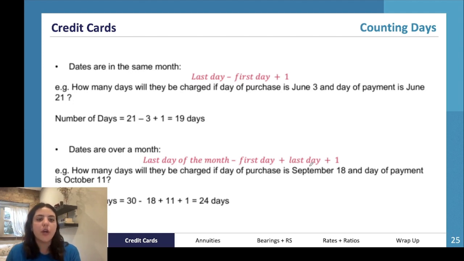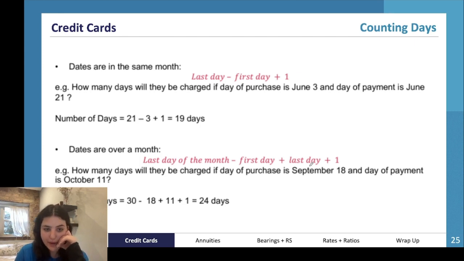Okay, so dates in the same month. All you need to do is take the last day minus the first day and add 1 to that. So if it's the 21st of June and the first day was the 3rd of June, then you just do the 21 minus 3 and add 1. So you include the date of purchase and then you get 19 days.